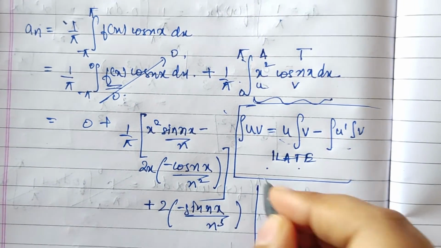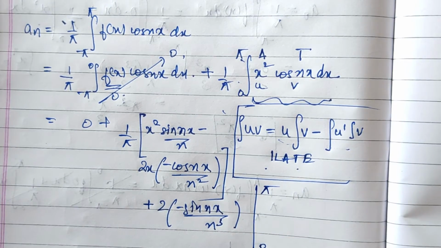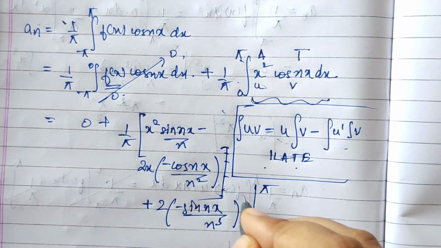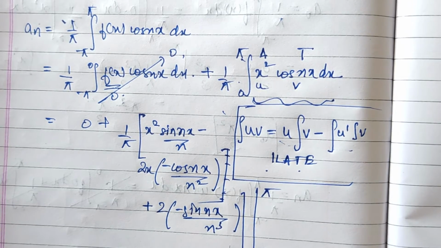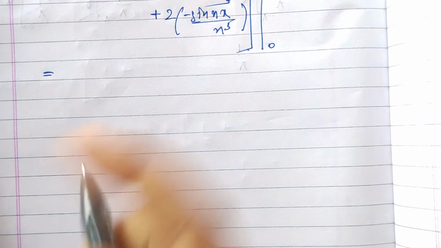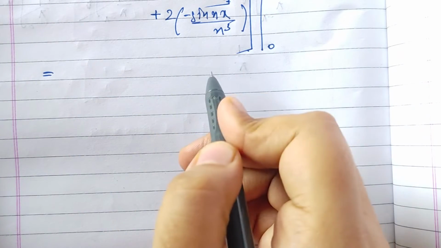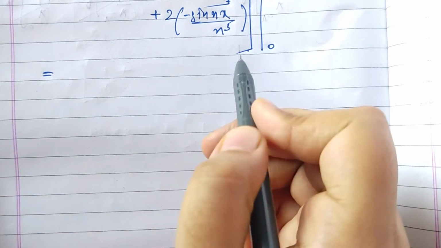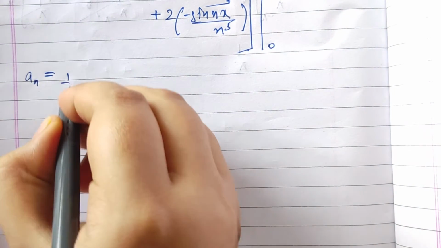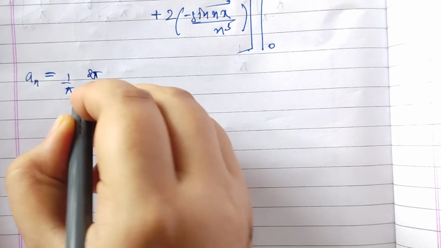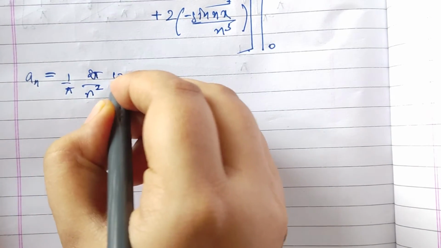We will put the limits from 0 to pi. This entire thing is one bracket. Okay? Followed by which you will be substituting the limits and you will be getting an to be 1 by pi, 2 pi by n square, cos n pi.